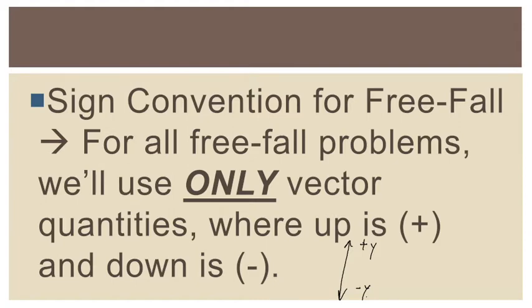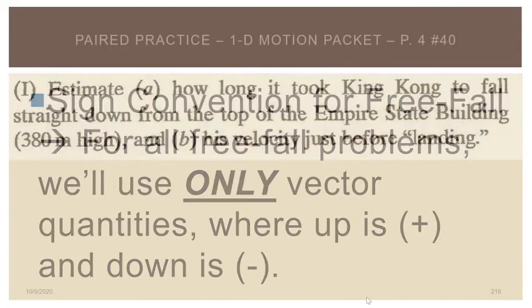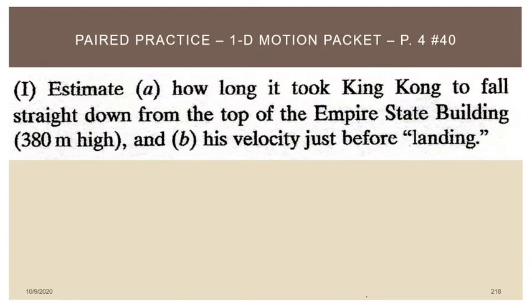Okay, let's take a look at a problem. This problem is from the 1D motion packet. It's on page 4, number 40. It says, estimate how long it took King Kong to fall straight down from the top of the Empire State Building, which is 380 meters high, and his velocity just before landing.